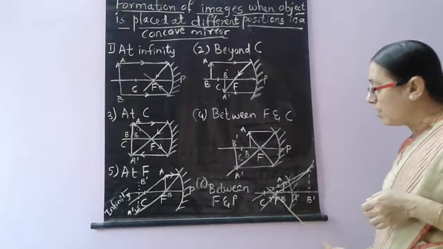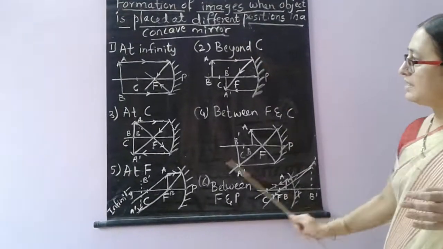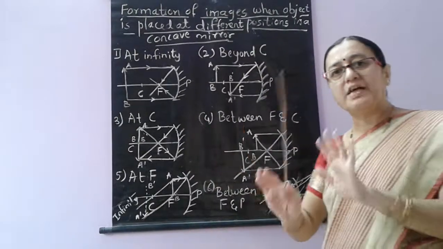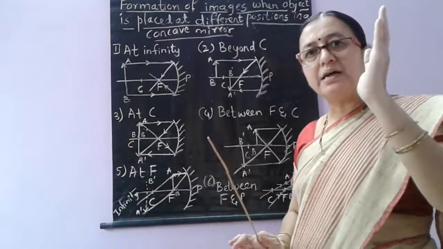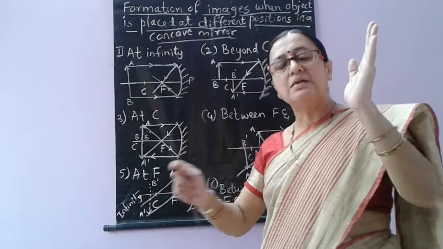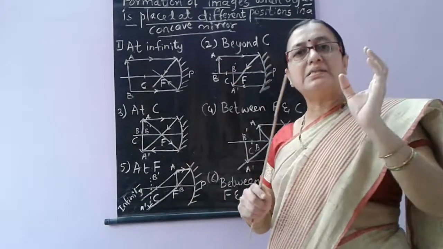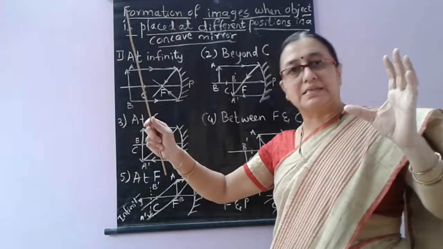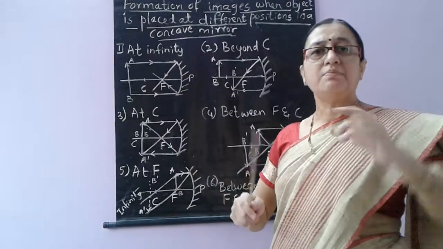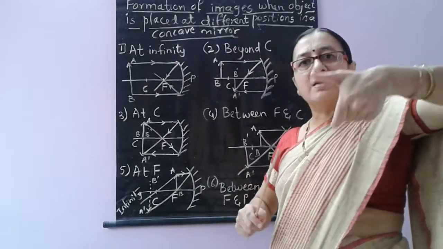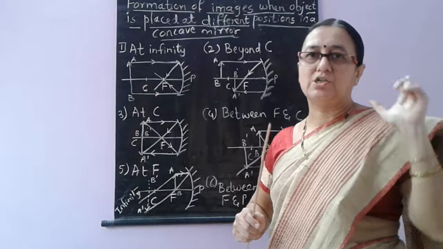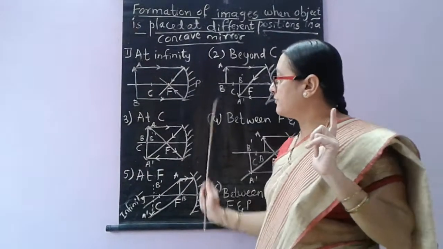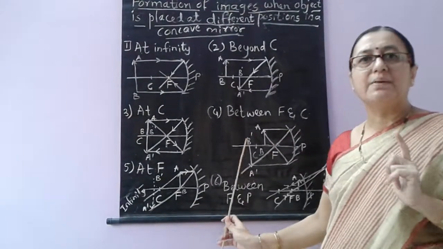So in general when we see all this, what we can generalize here is that when the object is moving towards the mirror, the image size goes on increasing and it converts from a real image to a virtual image. So this is how the different positions of objects and images are.